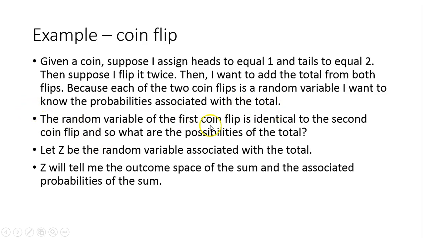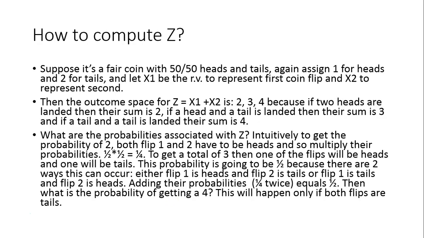The random variable of the first coin flip is identical to the second coin flip, and so what are the probabilities of the total? Let z be the random variable associated with the total, and z will tell me the outcome space of the sum and the associated probabilities of the outcome space. Again, how do you compute z? Assign 1 for heads, 2 for tails. And x1 represents the first coin flip, x2 represents the second.